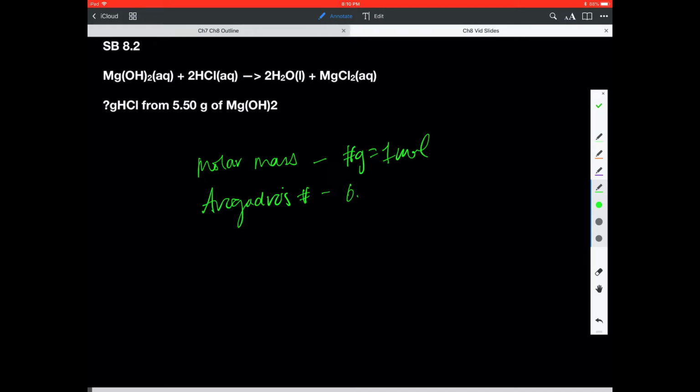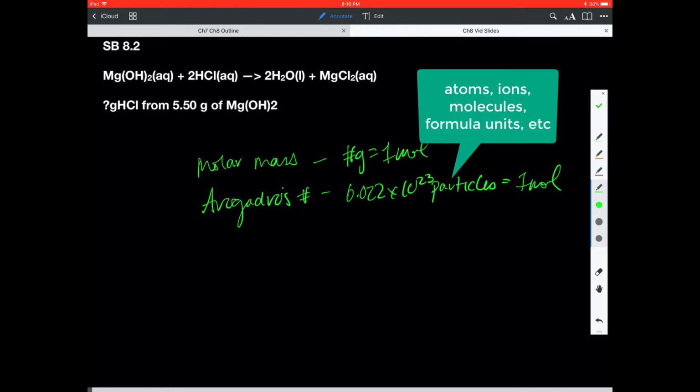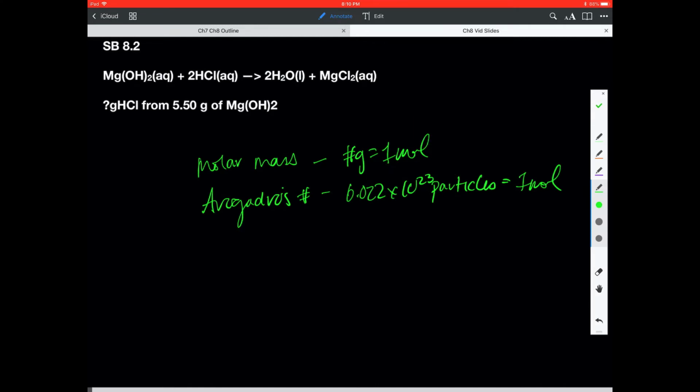which converts between particles and moles, equal to 1 mole, right? And those were the two big conversion factors. We also talked about how we can relate the piece of a compound to the whole of a compound using either a mole ratio, a mass ratio, or a particle ratio, depending on what we're trying to do, okay?